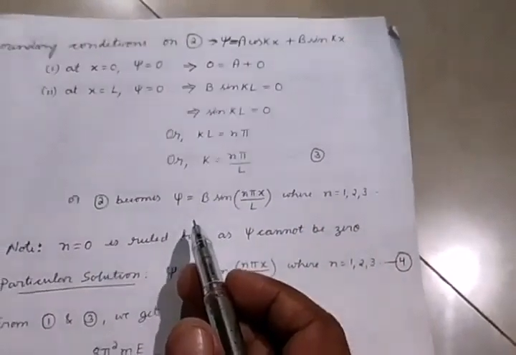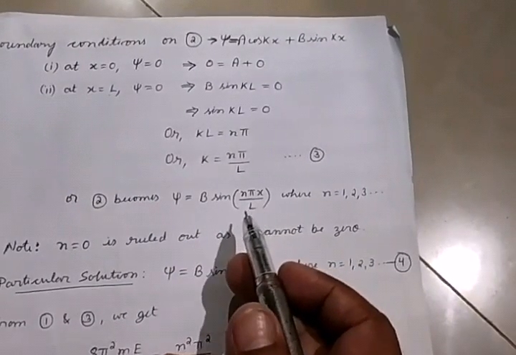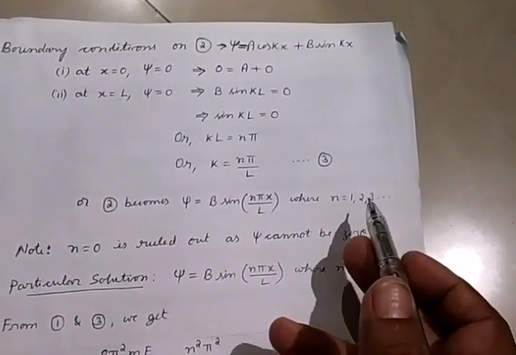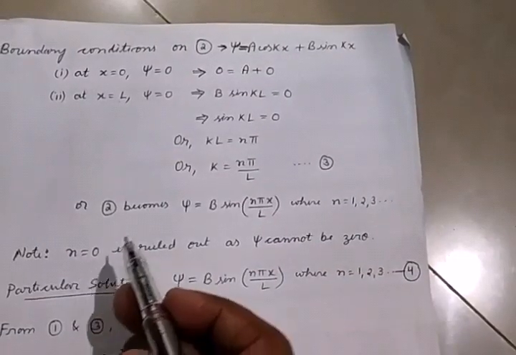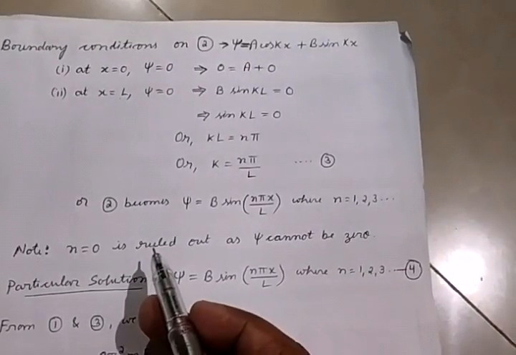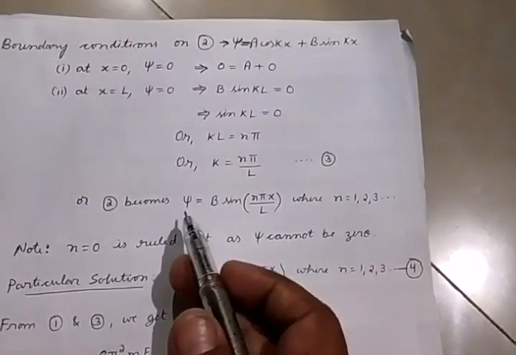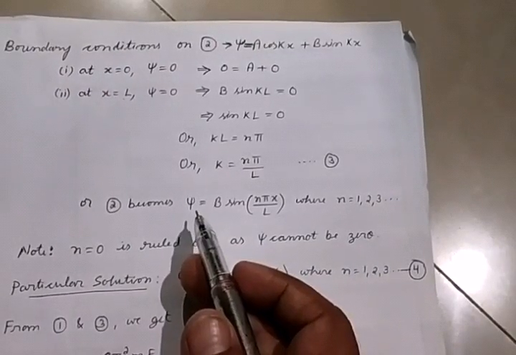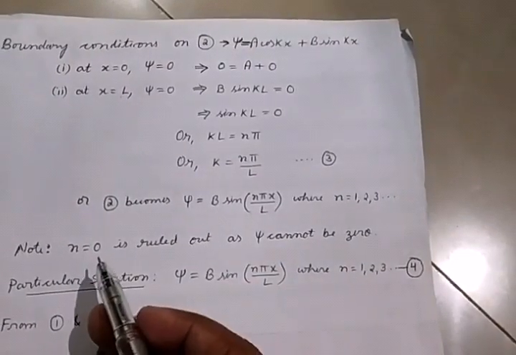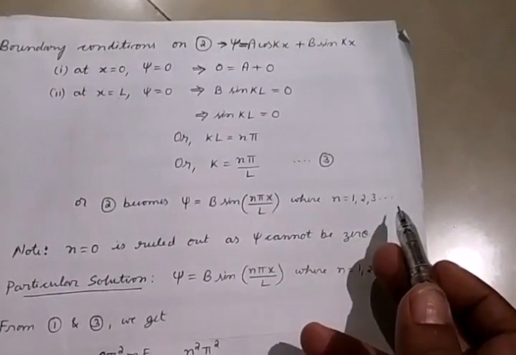So therefore the general solution now becomes psi is equal to b sine of n pi x by l, where we take n to be 1, 2, 3. Actually mathematically n equal to 0 is also allowed for this, but we have taken n equal to 0 as a ruled out case. This is because if I take n equal to 0, it becomes sine of 0, which is 0, the wave function becomes 0. But in the given region the particle is present, so wave function cannot be 0. Therefore we take n equal to 0 as a ruled out case. So we start with n value as 1, 2, 3, and so on.